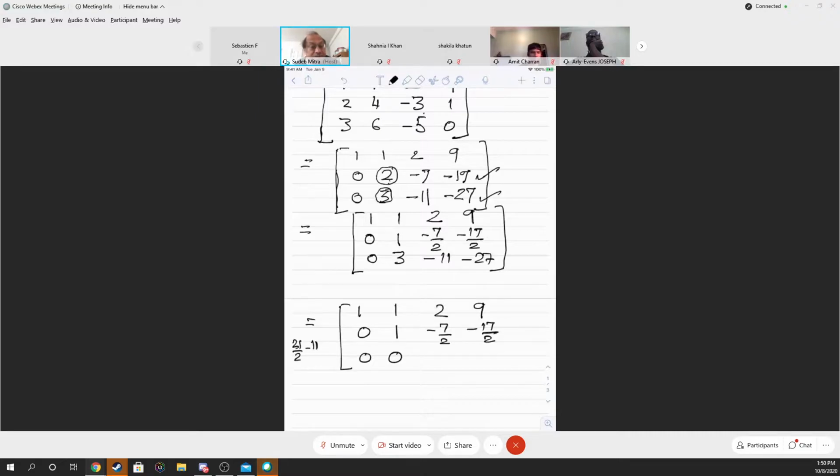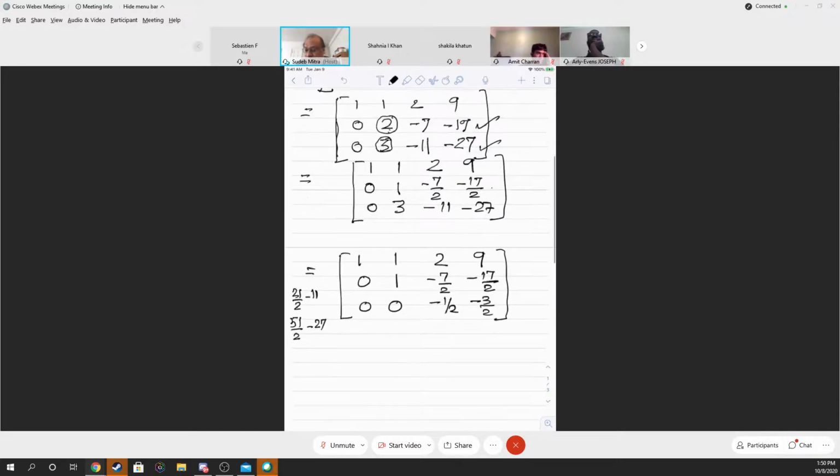So that becomes what? Minus half. So I'm multiplying the second row by -3. So -3 times -17 is 51. 51 upon 2 minus 27, -3 by 2. Okay, I'm almost there.